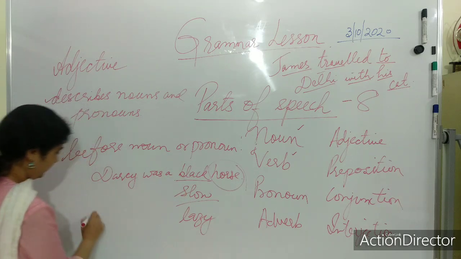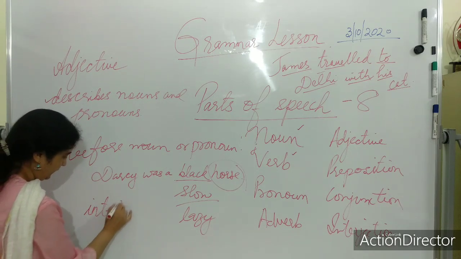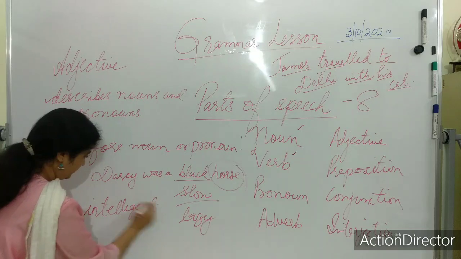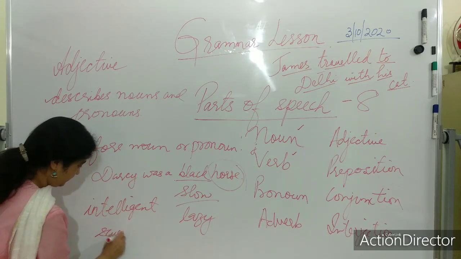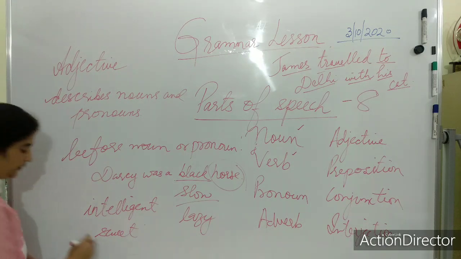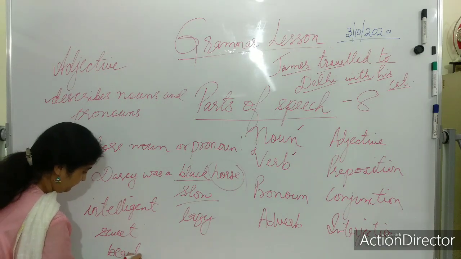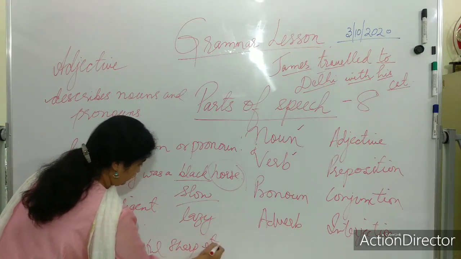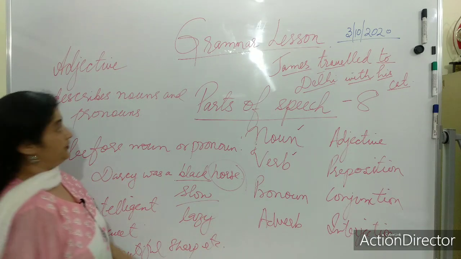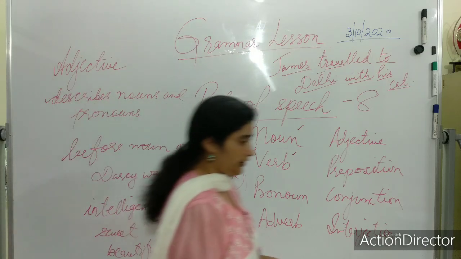Okay, so these are examples of adjectives: intelligent, sweet, beautiful, sharp, etc. These are your adjectives.